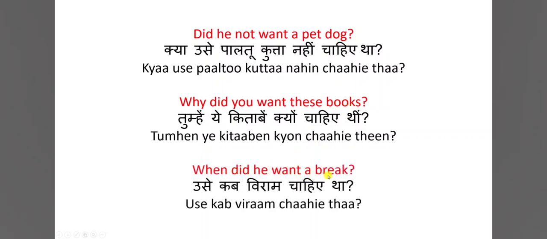When did he want a break? उसे कब विराम चाहिए था? उसे is he, कब is when, विराम is break, चाहिए is want, था is selected because break, viram is masculine and singular. Okay, so this is how we frame past tense sentences of want.